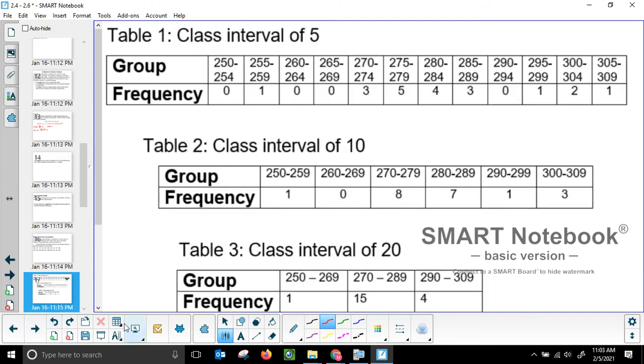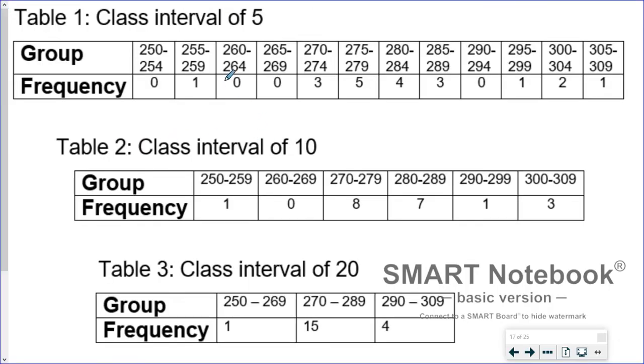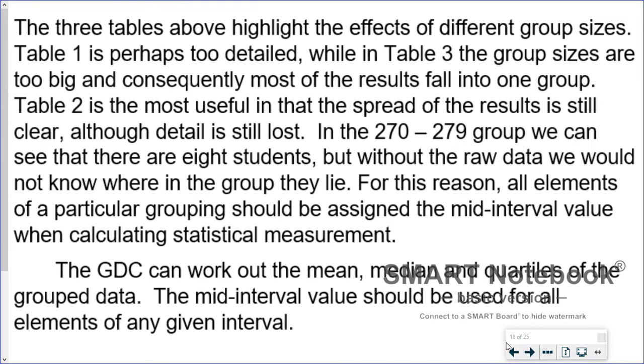And then it gives us some different possible groupings. So here we have basically 5-meter intervals. Here we have 10-meter intervals. Here we have 20-meter intervals. The 3 tables above highlight the effects of different group sizes.